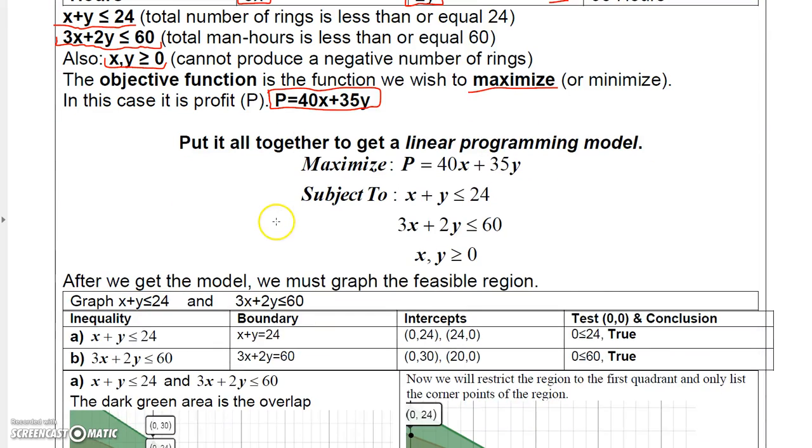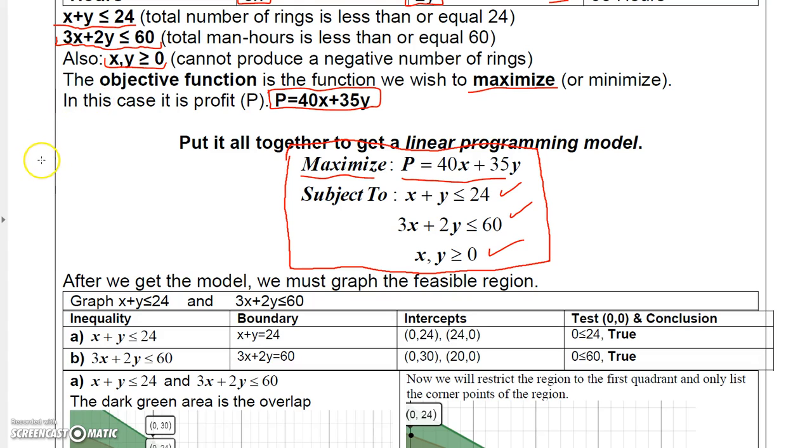When we put all this together, we get a linear programming model. And what I'm putting in this rectangle right here is what's called the linear programming model. So if you're asked to set up a linear programming problem or create the linear programming model, this is what they're asking you for. You identify whether you're maximizing or minimizing, and then you identify the objective function. You identify the problem constraints. In this case we have 2, and then don't forget that you have to include the non-negative constraints, and that's how you set up the problem.